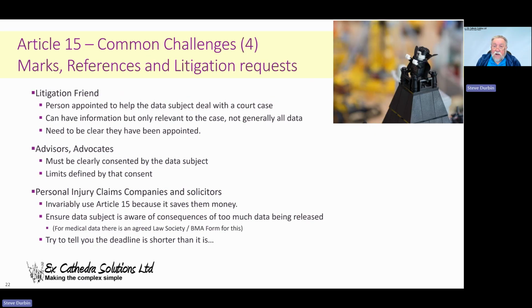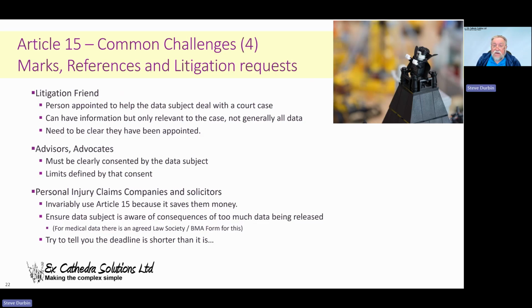One other thing we commonly get is what are called litigation requests. If a person has appointed a litigation friend to help them with a court case, it doesn't have to be a solicitor, it's commonly an ordinary person, they can have any information relevant to the case, but they can't have all data generally, unless for some reason all data is relevant to the case. But you need to have clarity they've been appointed from the data subject.